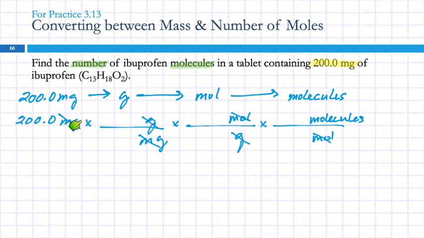I need milligrams to go away, so I'm going to divide by that. I need grams to go away, divide by grams. I need moles to go away, divide by moles. I'm left with molecules, which is what I was trying to find. Where do I get the numbers? Well, some of them are kind of hiding on the periodic table, right? And then we need to know what this metric prefix means, and we need the molar mass of ibuprofen.